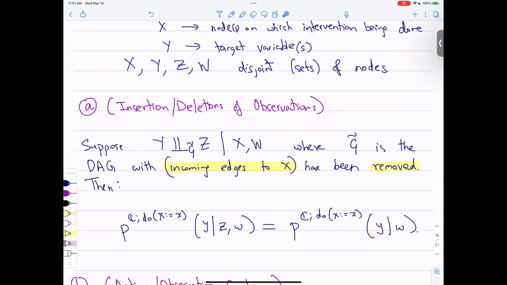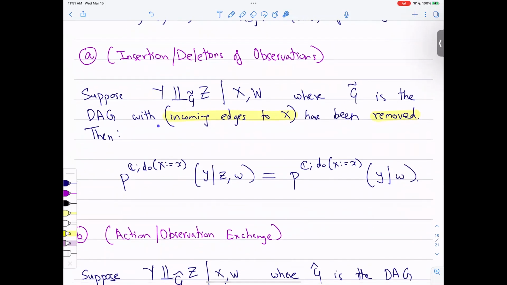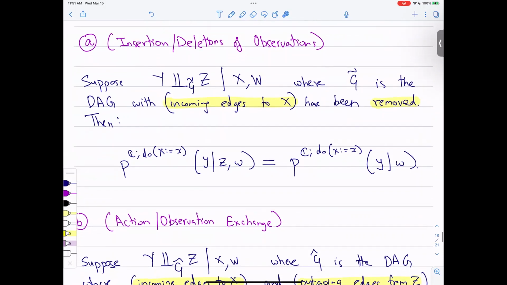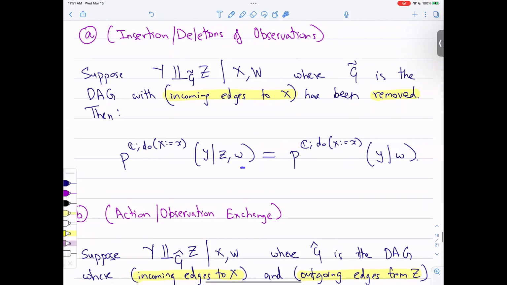That's a statement. I'm not proving any of these things. I'm just giving you the rules of do calculus. This is one set of rules. It's just conditional independence, right? There's nothing here. Whether they're obvious or not obvious, I'm not making any statement. I'm just going to go through them. This is called insertion deletion of observations.